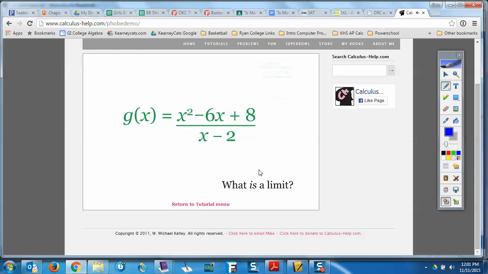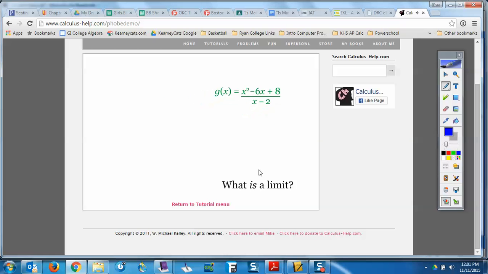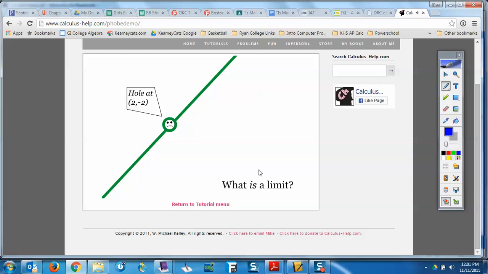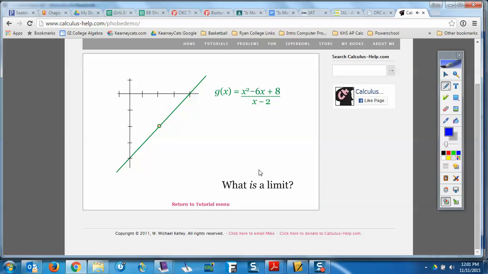Take, for example, this function: g of x equals the fraction x squared minus 6x plus 8 divided by the quantity x minus 2. Here's what the graph looks like. It looks like a plain old line. Or does it? If we zoom in, you'll see that it has a hole in it at the coordinates 2, negative 2. The hole exists because plugging x equals 2 into the function results in 0 divided by 0. And we know that dividing by 0 is a very bad idea. It breaks mathematical laws that we really can't even get into here.